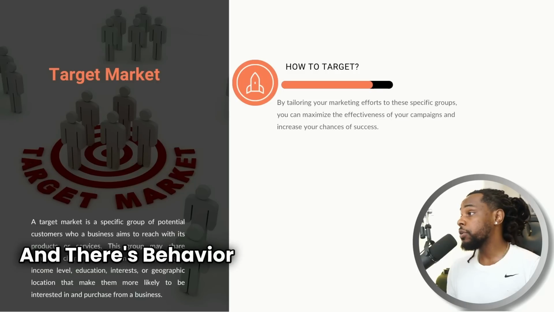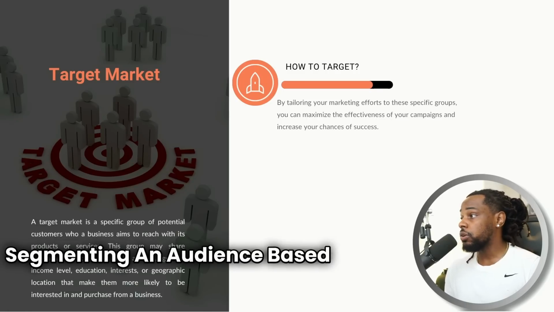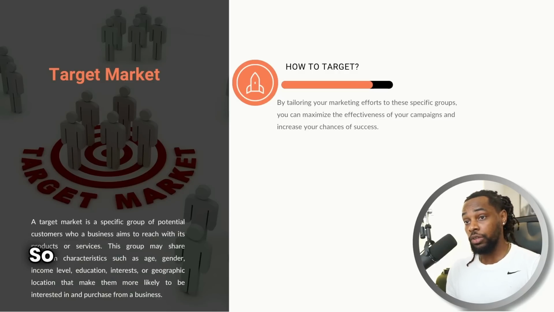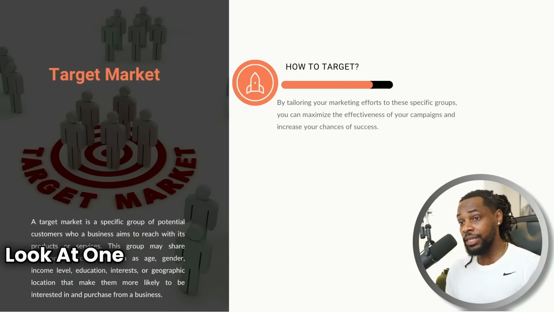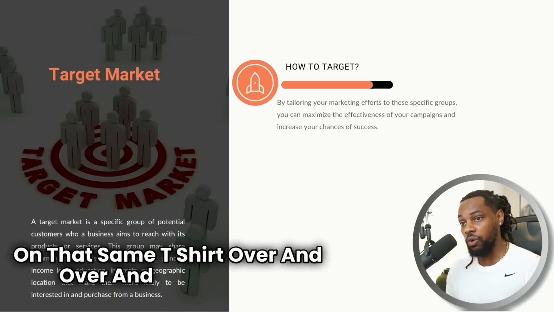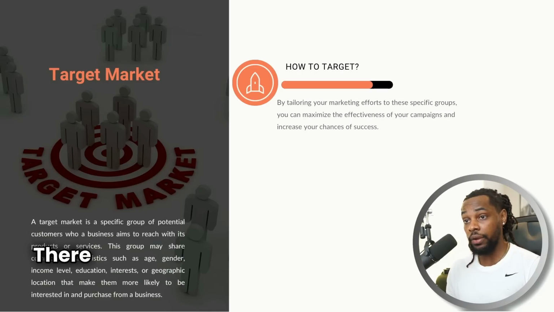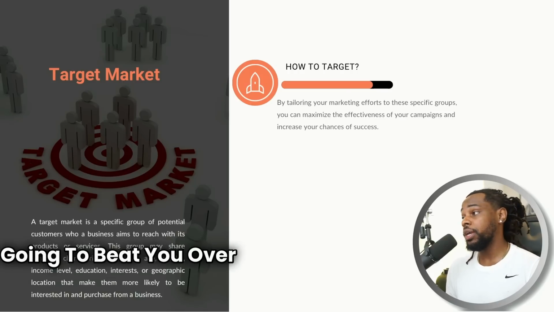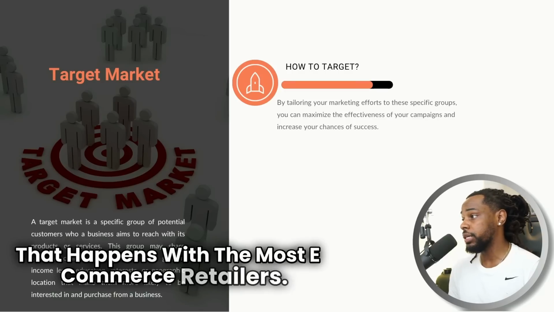And there's behavioral targeting, which involves segmenting an audience based on their behaviors. This is one that you probably see online a lot. If you go to a website and you look at one t-shirt, you're going to get 100 ads on that same t-shirt over and over and over again, especially if you bought it, because now the behavior is already there and they know that you're willing to buy. So they're going to beat you over the head with these ads. That happens with most e-commerce retailers.